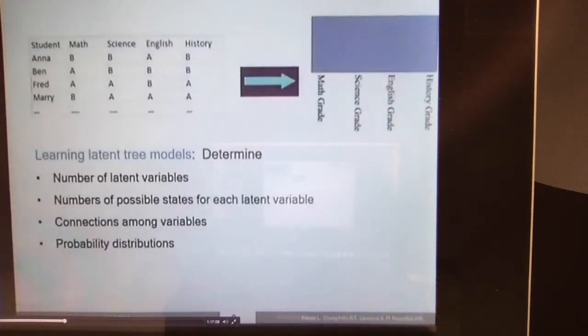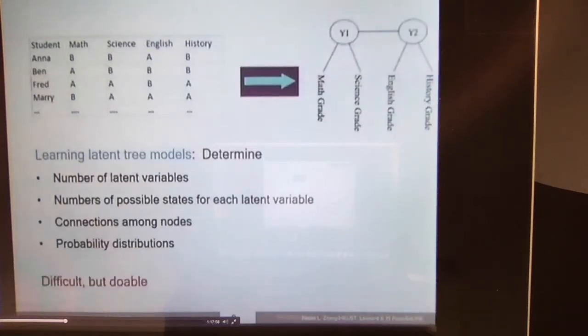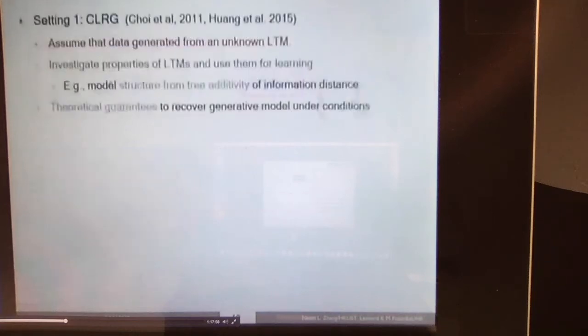Now, to learn a latent tree model from a data set that looks like this, you have to decide everything behind this rectangle, which includes how many latent variables you want to use, the number of possible states for each latent variable, how you connect those variables up, and how you decide the probability distributions. It's quite a hard problem, but it's doable.